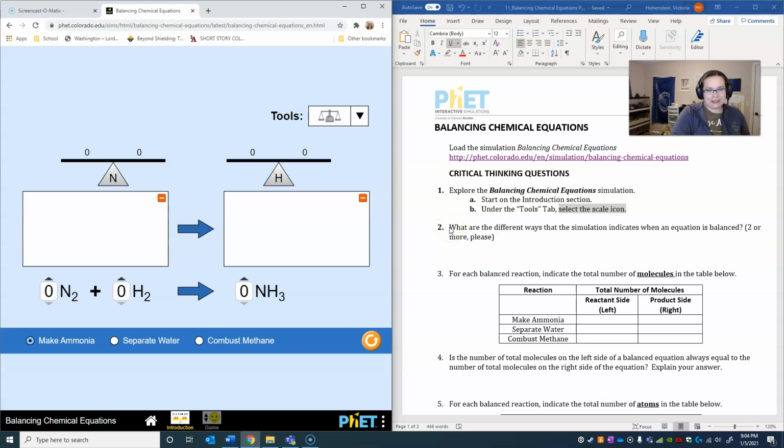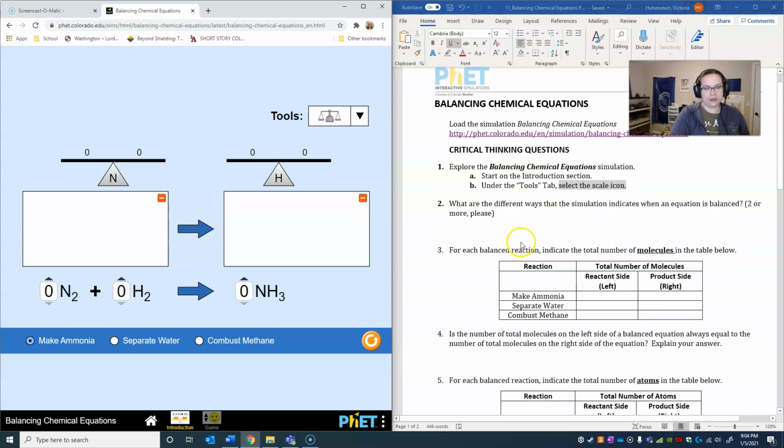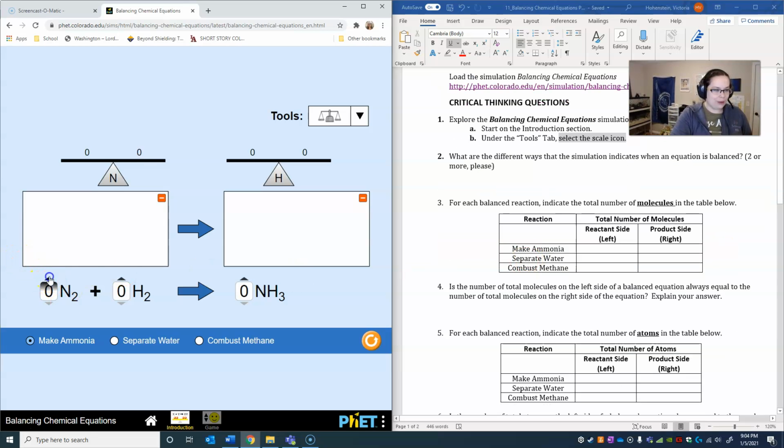Number 2 asks what are the different ways that it tells you when an equation is balanced. So when you get some balanced equations, look at the different ways that it lets you know. There are multiple, so please list 2 or more. Every time you get a balanced equation, there are 2 things you need to answer about it.